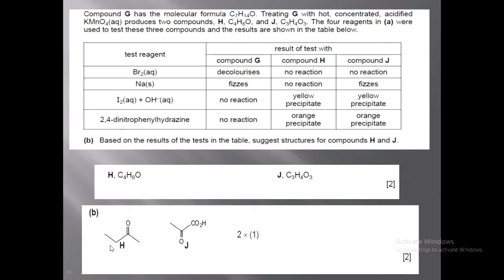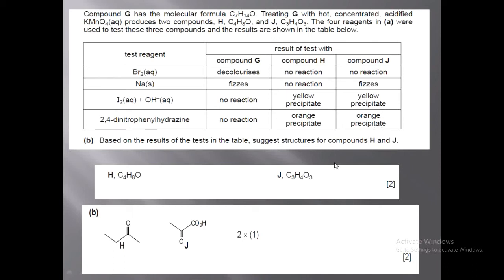While for the compound J, it gave no reaction with bromine because it doesn't contain any carbon to carbon double bond. It fizzes with sodium, which means it contains an OH group. It gave a yellow precipitate with iodoform, which means that it is positive for the iodoform reaction. It gave a positive test with 2,4-DNPH. It means that the J compound also contains a carbonyl carbon. Thus, the J compound has basically three functional groups: an OH group, an iodoform group, and a carbonyl group.